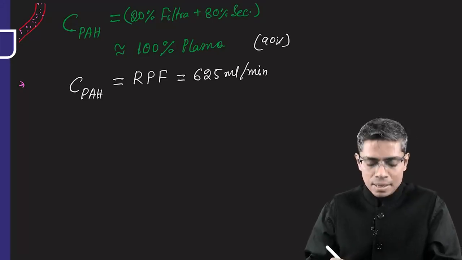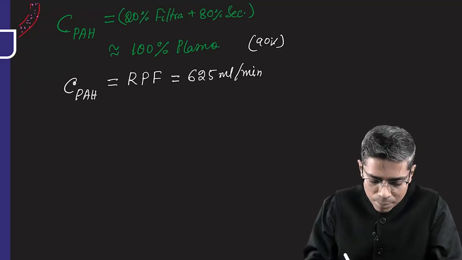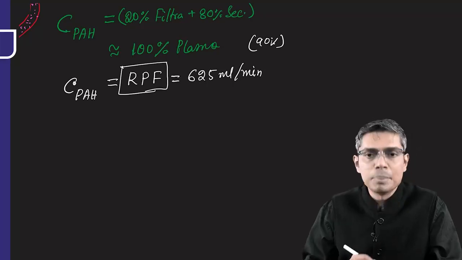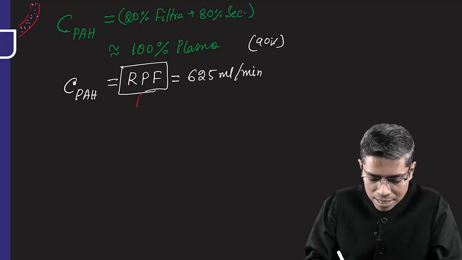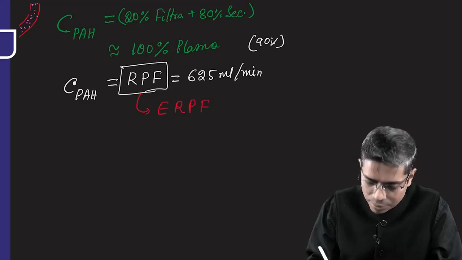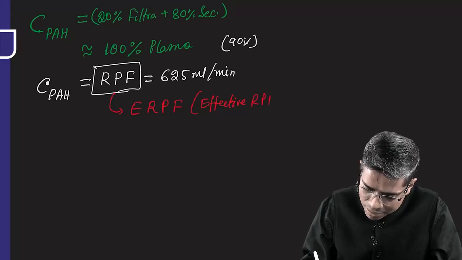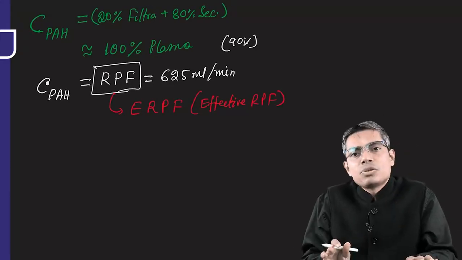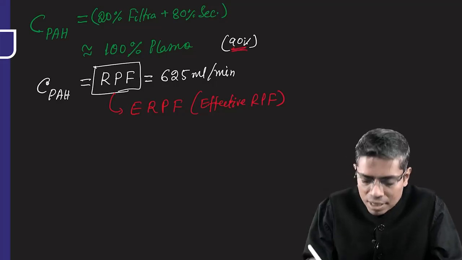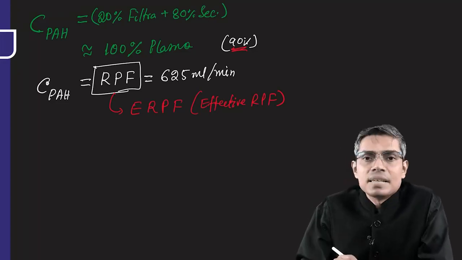So that's why, by the process of clearance of PAH, the renal plasma flow that you have measured is known as effective renal plasma flow. This is not the actual one because actual is 100%. Here it is only 90%.